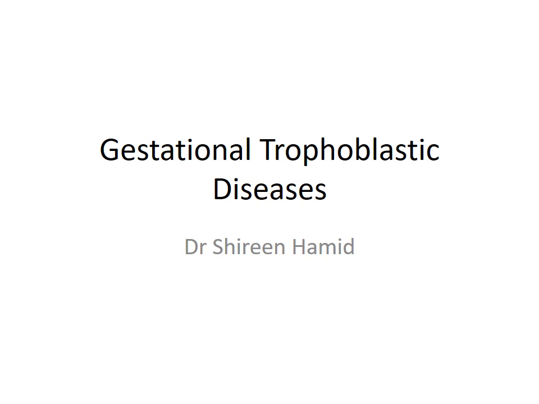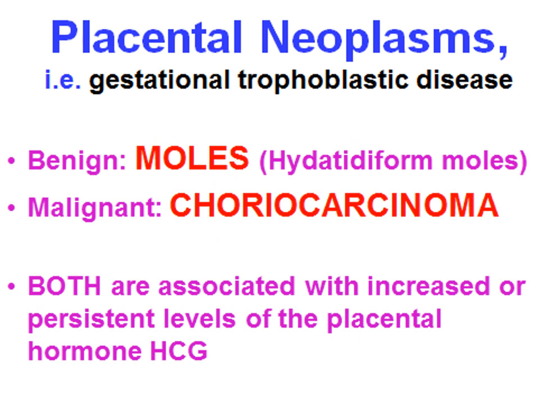Now we had discussed placental disorders in the last lecture. I hope you understand the topic, and now we are going to discuss the gestational trophoblastic diseases. Placental neoplasms, that is gestational trophoblastic diseases, are a spectrum of tumors and tumor-like conditions that are characterized by proliferation of trophoblastic tissue.